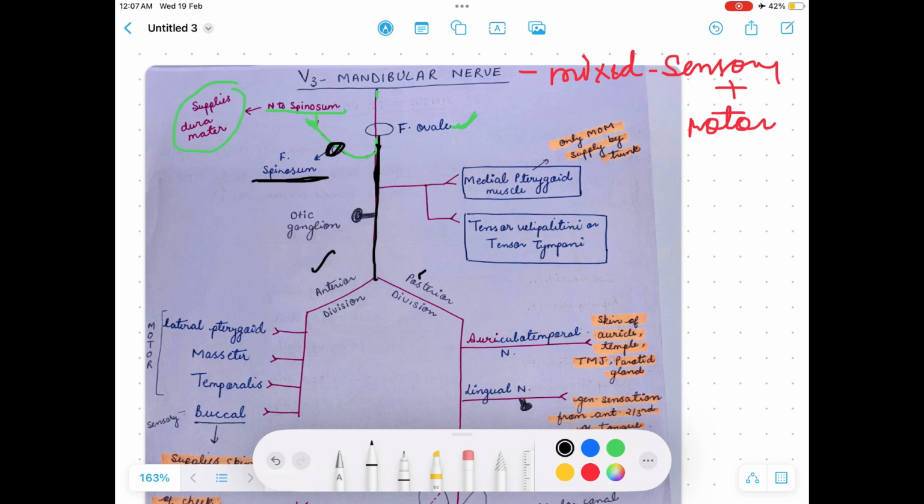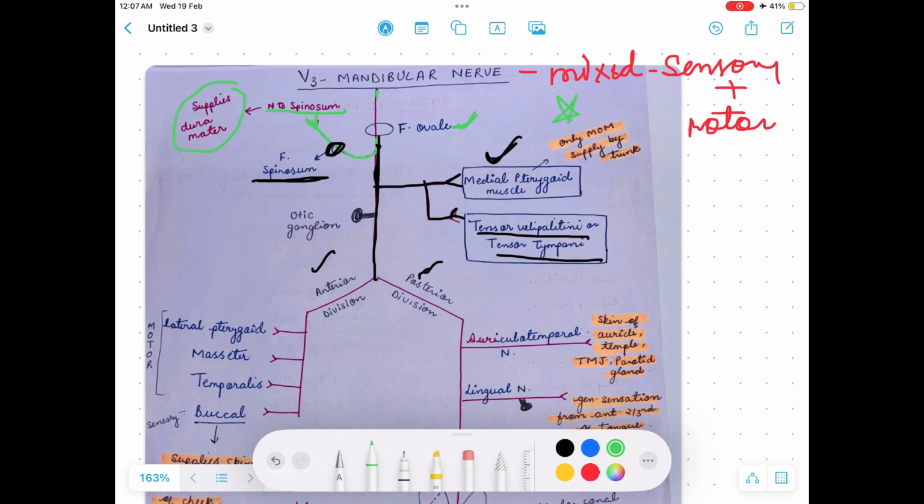Before it splits into anterior and posterior division, it gives two branches. First is medial pterygoid muscle, and the second is tensor veli palatini or tensor tympani.